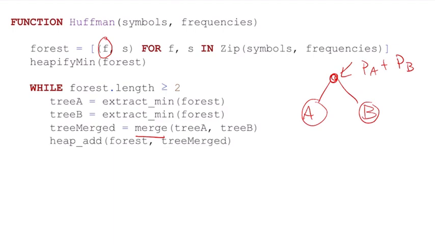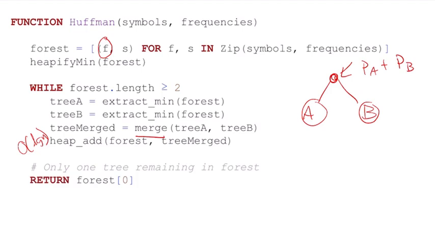Next, we take our new tree and we add it to the heap. So this is a big O of log n operation to add something to the heap. And that's pretty much it. So we just continually extract two trees and then replace them with a single tree. So we know that eventually we'll get down to only one tree remaining in the forest, and then we just return that single tree. So now we have our mechanism for encoding and decoding the input.